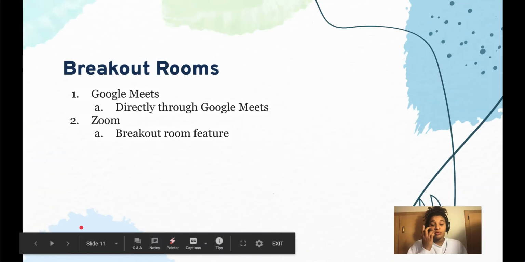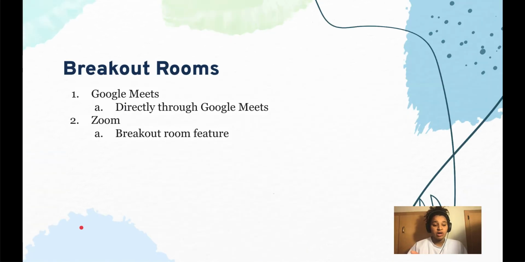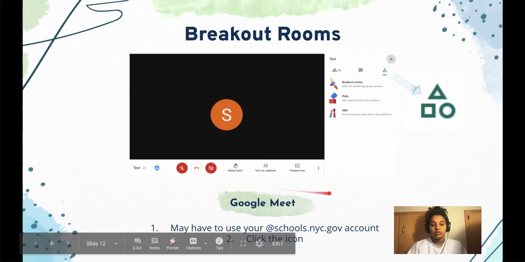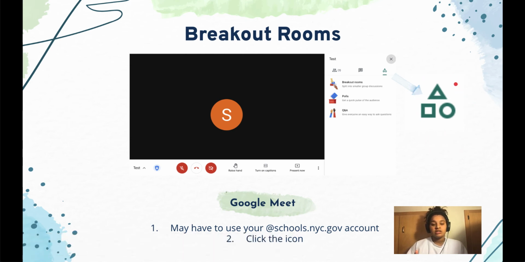So there are multiple ways to do breakout rooms. If you are on Google Meets or Zoom, there are often buttons that you can click that allow you to make these rooms. Some school Gmail accounts do not allow you to create breakout rooms, but fortunately, if you schedule a meeting through your school's account, you will see the breakout room feature.